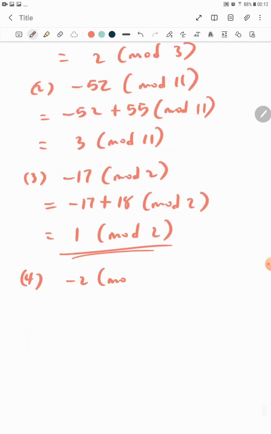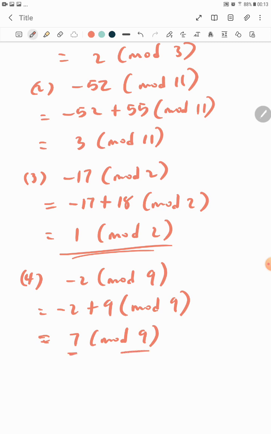Minus 2 mod 9. So what is the multiple of 9 I can add to minus 2 to make it a positive number? So obviously I can use 9 itself, because 9 is the first multiple of 9. So I can use 9 mod 9. If I do this, this will give me 7 mod 9. And because 7 is less than our modulus here, that will be my final answer.